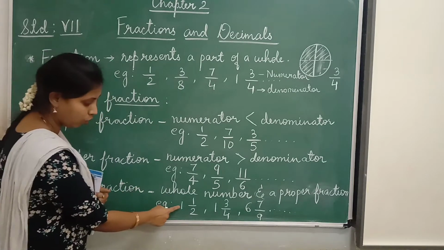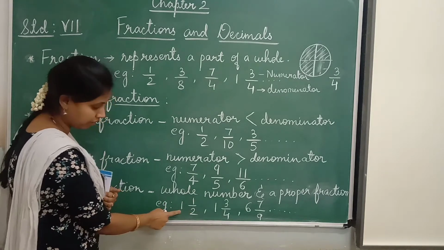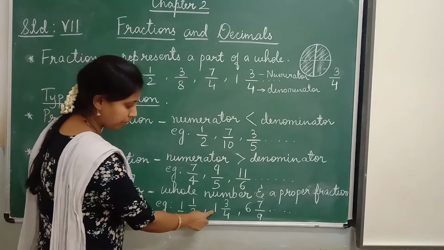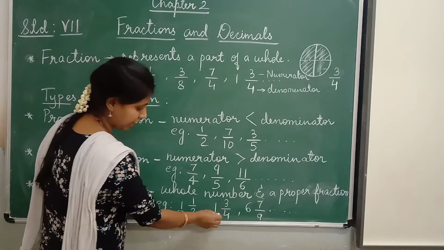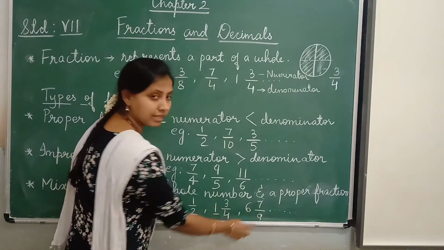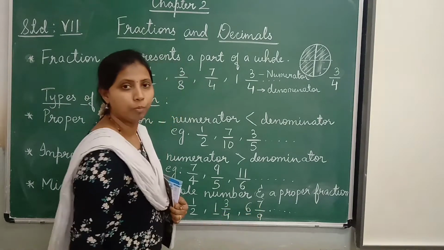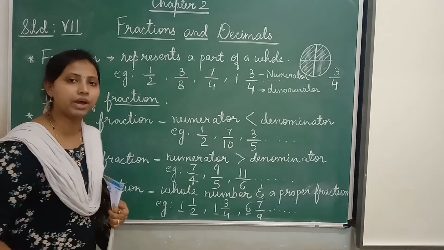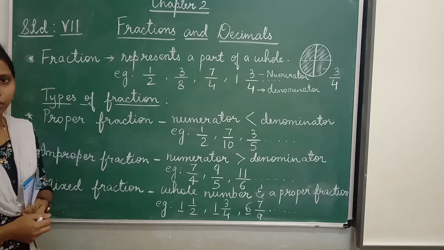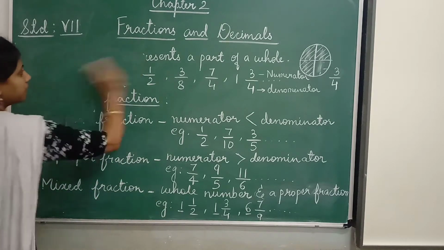For example, 1 integer 1 by 2. You have to read it in this form, children: 1 integer 1 by 2. So here 1 is a whole number and 1 by 2 is a proper fraction. Next example, 1 integer 3 by 4. Again 1 is a whole number, 3 by 4 is a proper fraction. 6 integer 7 by 9: 6 is a whole number and 7 by 9 is a proper fraction. So when a whole number and a proper fraction are written together, it forms a mixed fraction. Okay. So these are the types of fraction. Now let's continue with the further topics.